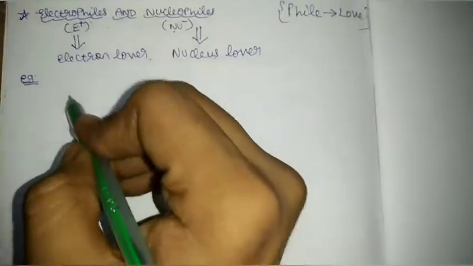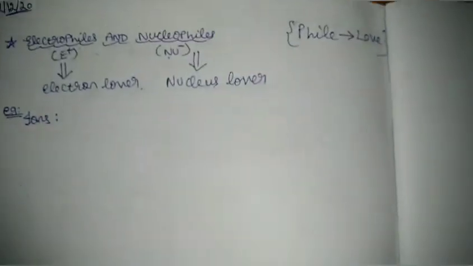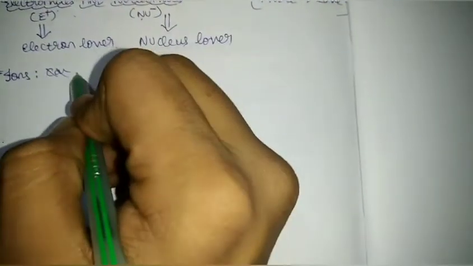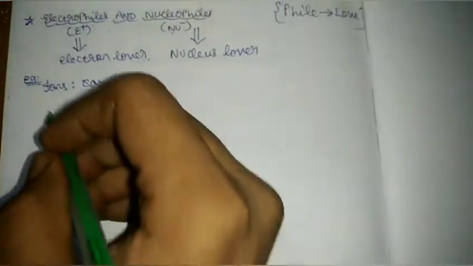If you take some examples you can consider for this. For example, we'll take some ions, okay. Ions means positively charged or negatively charged. In this case it's positively charged, okay. If you take ions, positive charged means what? They are cations, right? So in the ions case cations are the electrophiles.